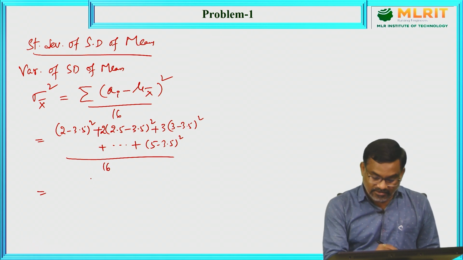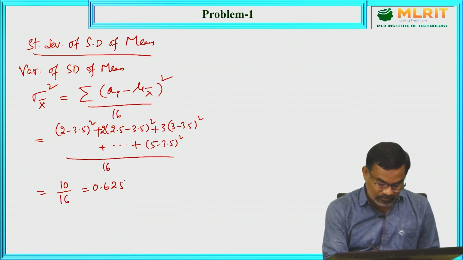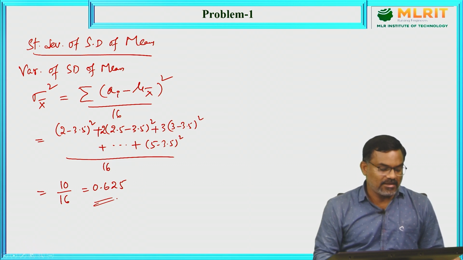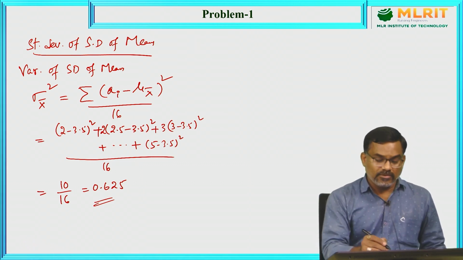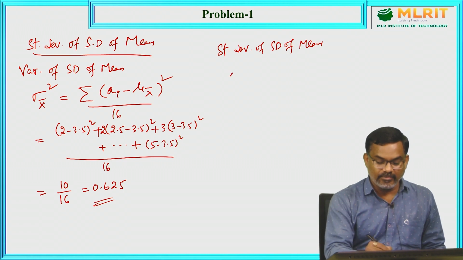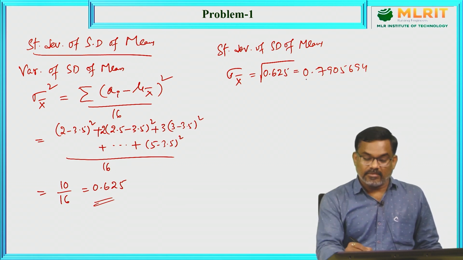After simplifying this, we will get sigma square x bar is 10 by 16, which is equal to 0.625. This is the variance of the sampling distribution of means. Now the standard deviation of the sampling distribution of means, sigma x bar, is the positive square root of 0.625, which results as 0.7905694.